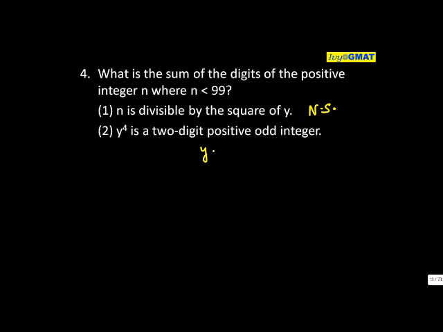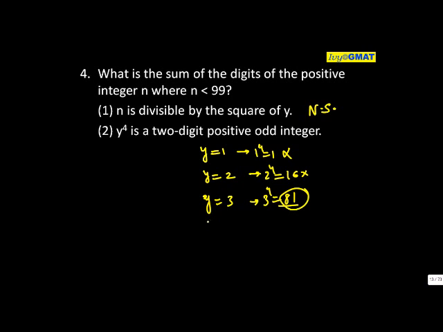Let's start with y equal to 1. So 1 to the power 4 would have been 1. It is odd but it is not 2-digit. So not possible. Y equal to 2. 2 to the power 4 is 16. It is not odd, so it is also not fine. Y equal to 3. 3 to the power 4 is equal to 81. Odd also, 2-digit also. So this is one possibility. Y equal to 4. 4 to the power 4 is 256. It is 3 digits. So the only way you can think about y is equal to 3.